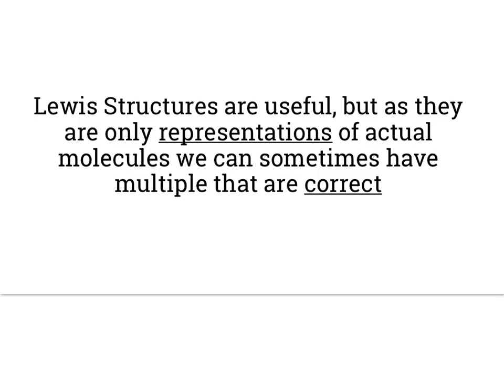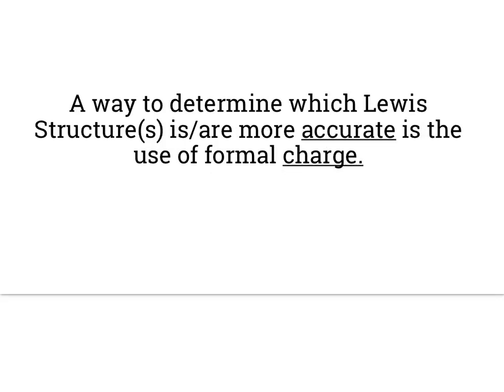Lewis structures are useful, but they're only representations of actual molecules. They're not always authentic. They're really just our best idea of it, which means sometimes they can be wrong, but more often we can have multiple that are correct. A way to determine which Lewis structure is, or sometimes there's multiple that tie, the most correct is by the use of formal charge.